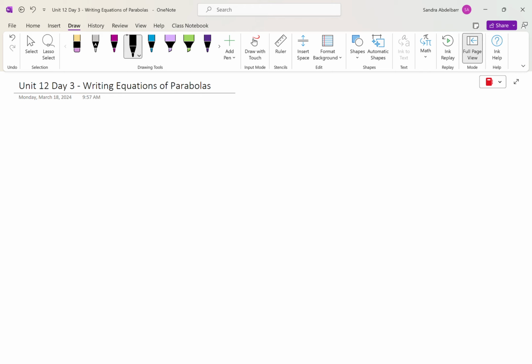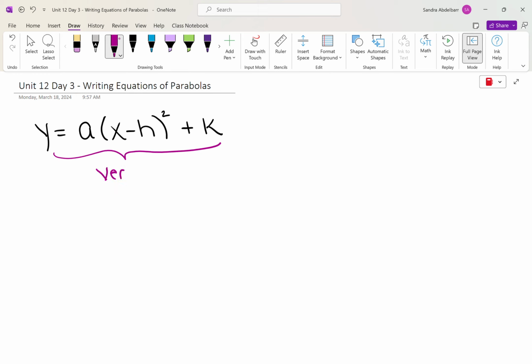Yeah. So from my memory, I think it's y equals a times, in parentheses, x minus, is it k? H. Squared plus k. You got it. So this is our vertical parabola in vertex form.